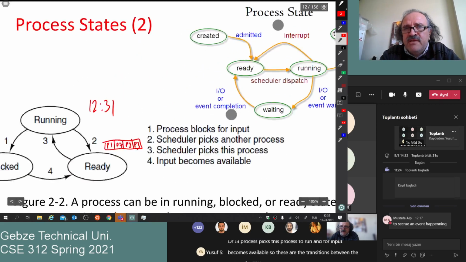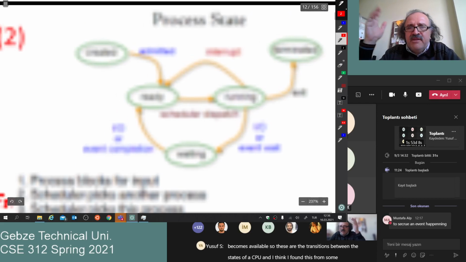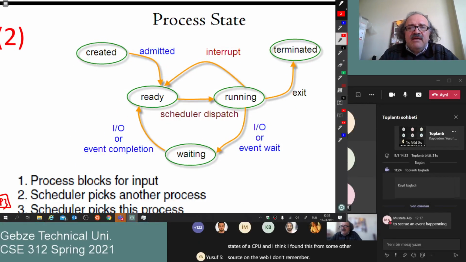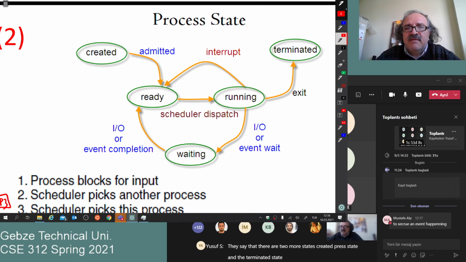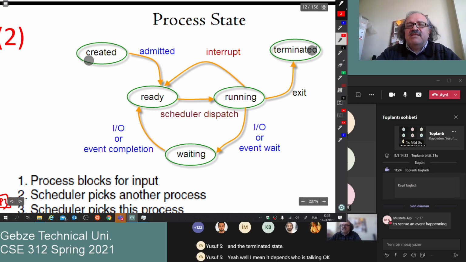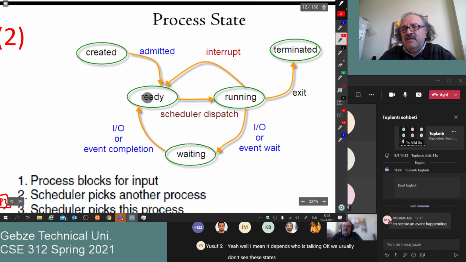So these are the transitions between the states of a process. I think I found this from some other source on the web, I don't remember. It is doing the same thing, just on each arrow they put these transition events. They say that there are two more states, created and terminated. It depends who is talking, but we usually don't see these states. It is ready, running, and waiting, blocked.